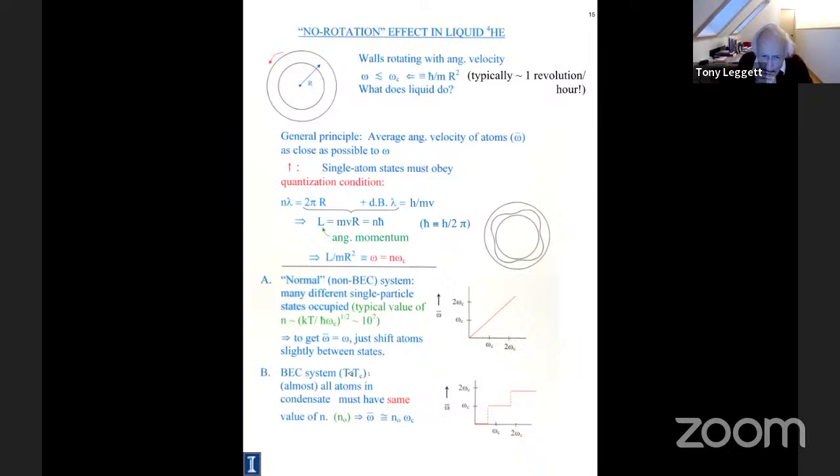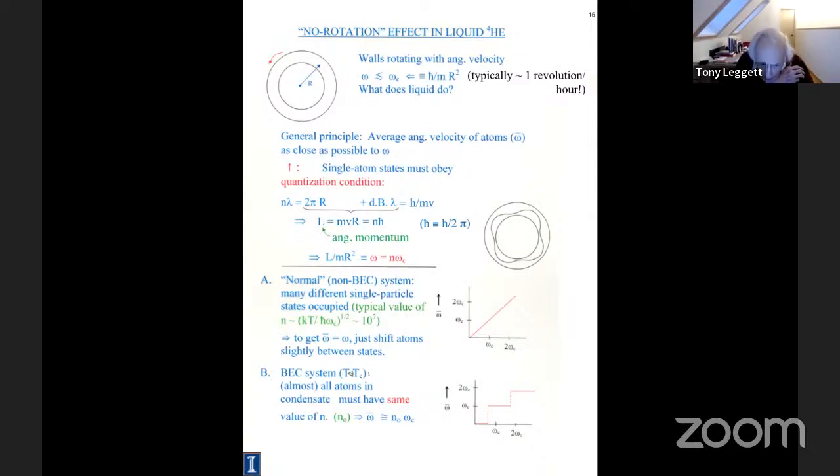Why does this work? Well, there's a general principle that the average angular velocity of the atoms, let's call that omega bar, should be as close as possible to the angular velocity of the container. Fine, but wait a minute. The single atom states must obey the so-called quantization condition, which some of you may be familiar with. That says that an integer number of de Broglie wavelengths of the wave describing the atom must be equal to the circumference of the ring. So n lambda is 2 pi r.